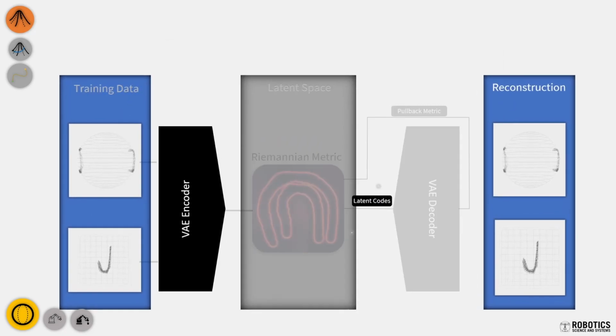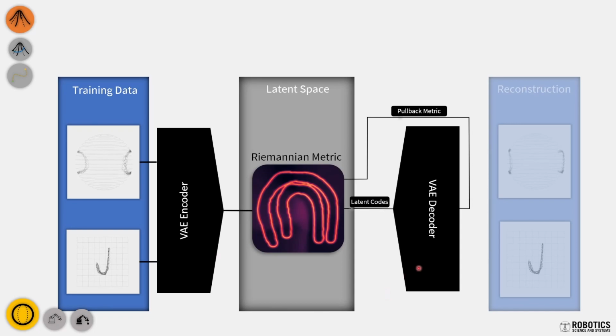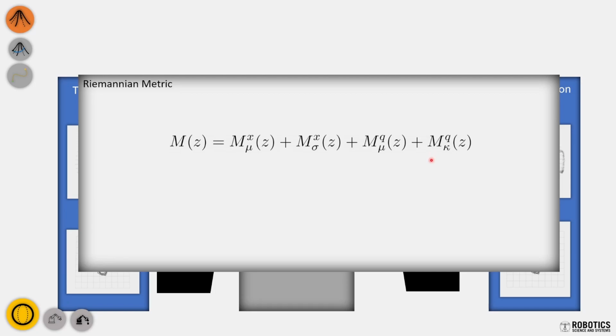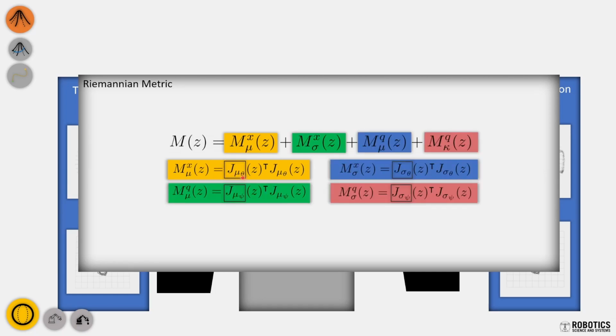To capture the geometry using uncertainties, we define the Riemannian metric, the so-called pullback metric, using the decoder network. Here you can see our metric is composed of four terms. Each term corresponds to either mean or variance in R2 or S2. For example, the first term corresponds to the metric regarding the mean in R2, where J represents the Jacobian of the corresponding decoder mean or variance network.